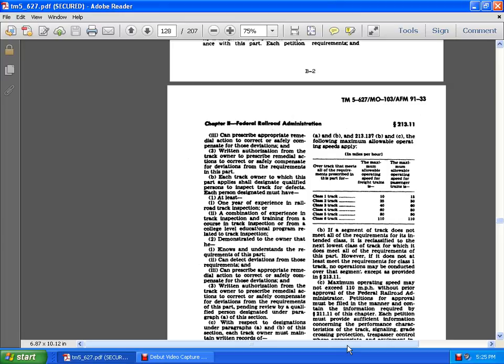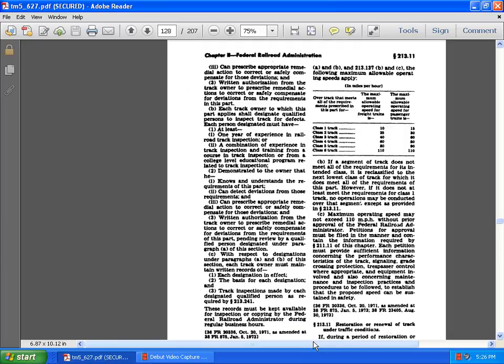Written authorization from the track owner to prescribe remedial actions to correct or safely compensate for deviations from the requirements of this part, pending review by the qualified person designated under the paragraphs of this section, within the respective designation under paragraphs A and B in this section. Each track owner must maintain written records.